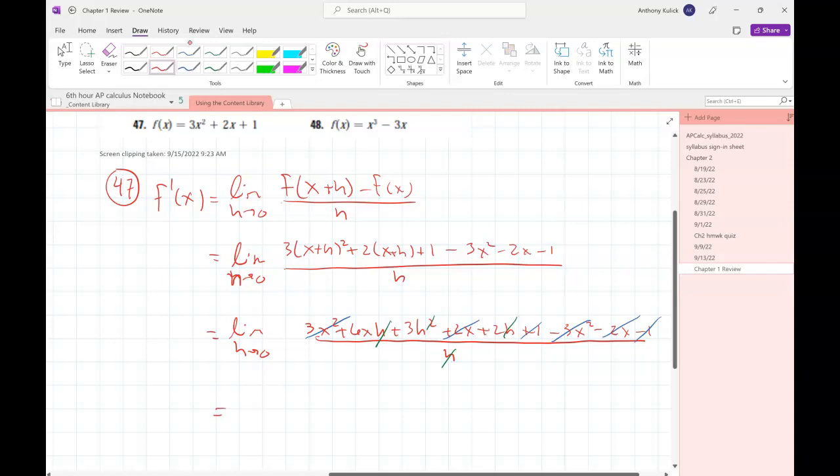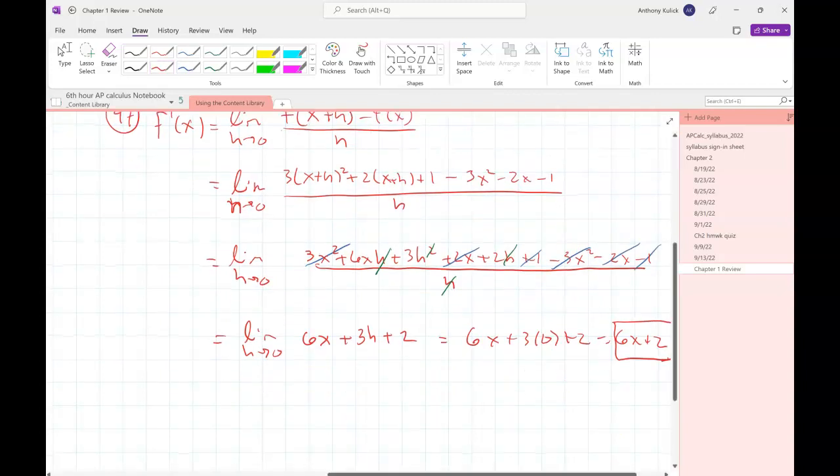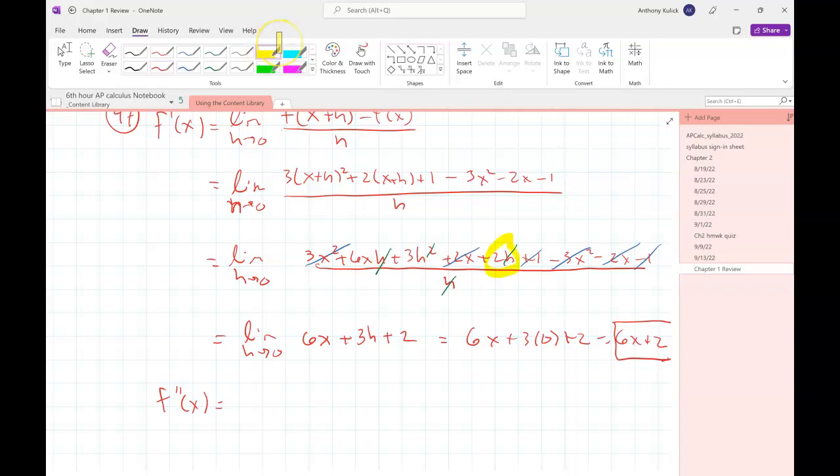And that'll get me to the limit as h approaches 0 of 6x plus 3h plus 2. And when I apply direct substitution to evaluate that limit, I get 6x plus 2. Okay. And if I want then f double prime, this piece. Oh, you just crossed the h. Yep, just the h. Just the h went away.